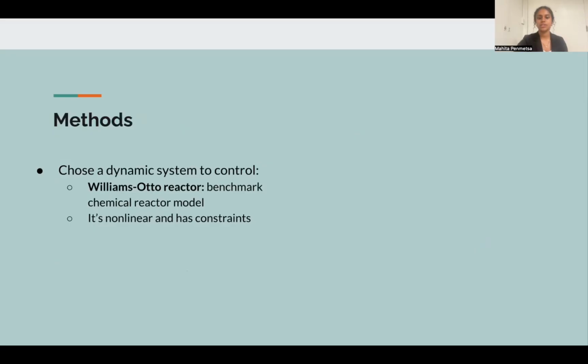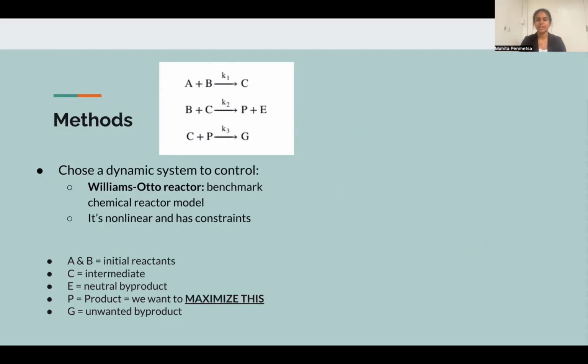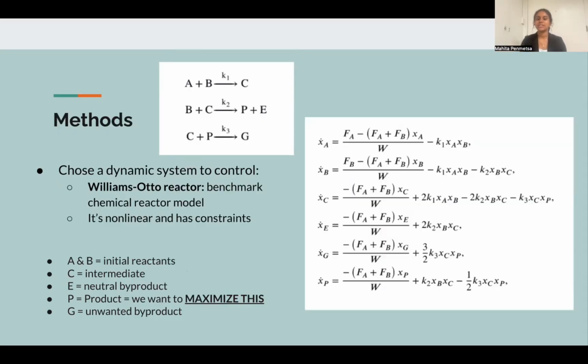So first we had to choose a dynamic system to control. We worked on the Williams-Otto system. This is a six-state, nonlinear, and somewhat complex system, modeled with the inputs being called A and B, P as the product, and E as the neutral output. This is a chemical reaction, as shown with the three equations at the top, and we modeled the system with these differential equations. The x dot just means first-order differentials.